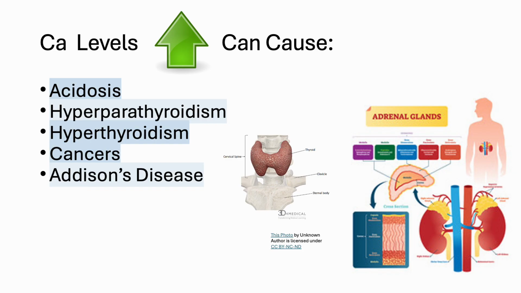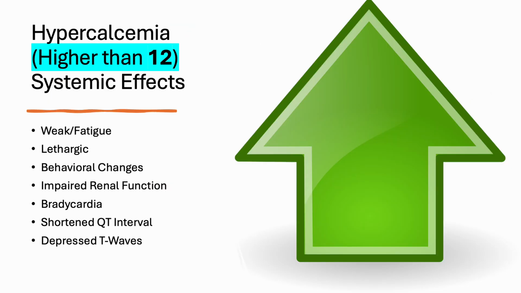Conditions that can increase calcium levels are acidosis, hyperthyroidism, cancers, and Addison's disease. High calcium or hypercalcemia is higher than 12, and systemic effects are weakness, fatigue, lethargy, behavioral changes, impaired renal function, bradycardia, shortened QT interval, or depressed T waves.